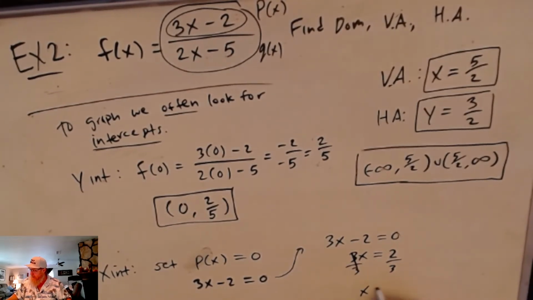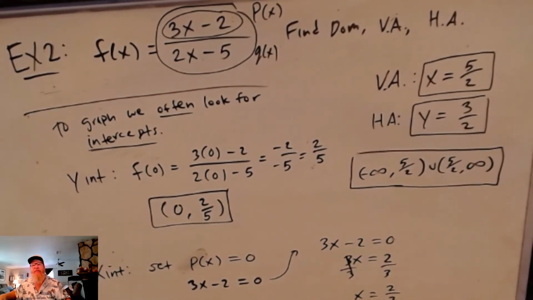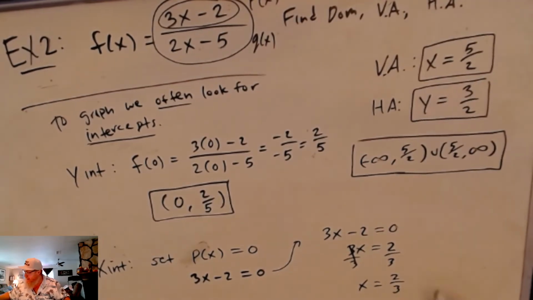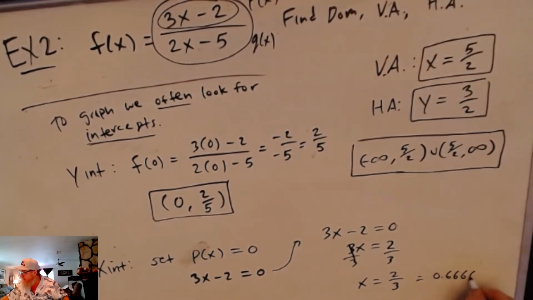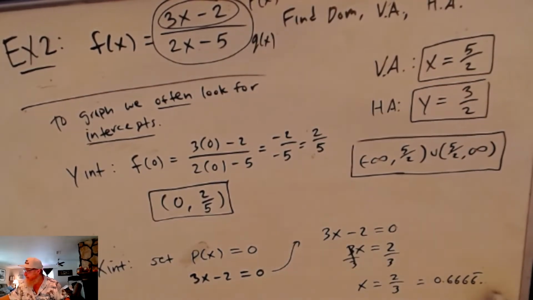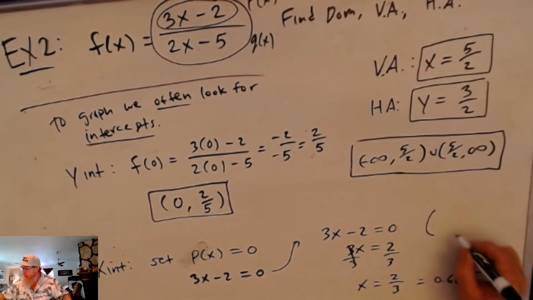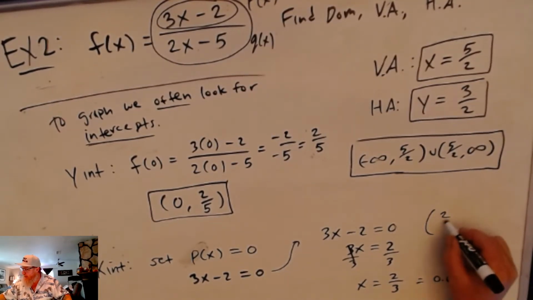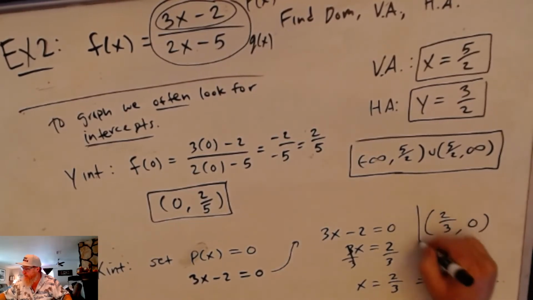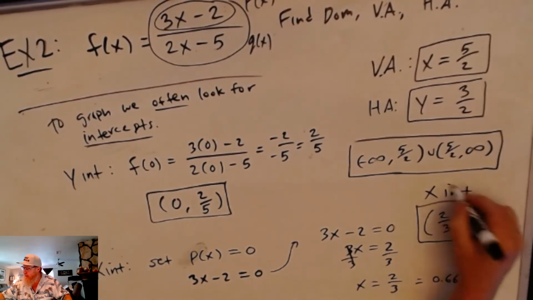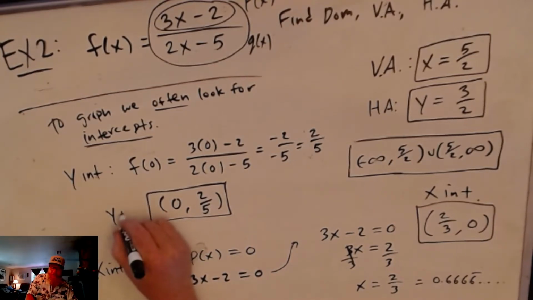This is the exact reason why I don't use decimals very often. For problems like this, if you did a decimal, this would be 0.66666, repeating sixes forever and ever, and that's not very easy to type in. Although in the past we've done some problems where we used approximations, like 0.67, with some rounding rule. But nonetheless, I'm going to keep it as a fraction. This is your x-intercept, (2/3, 0), and this is your y-intercept.